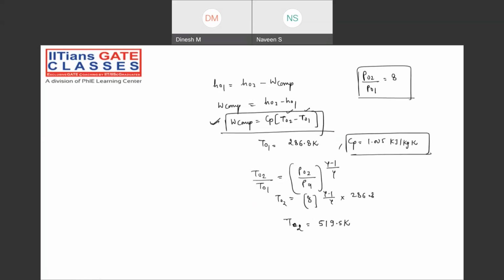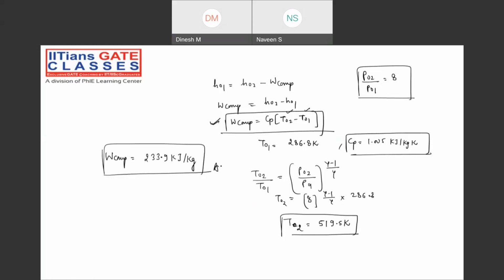519.5 Kelvin. That will be the answer for stagnation temperature at that location. Now, if you just put the value of work of compression, you will be calculating 233.9 kilojoule per kg. That will be the answer for part B. Understanding my point? Okay, so just note down.